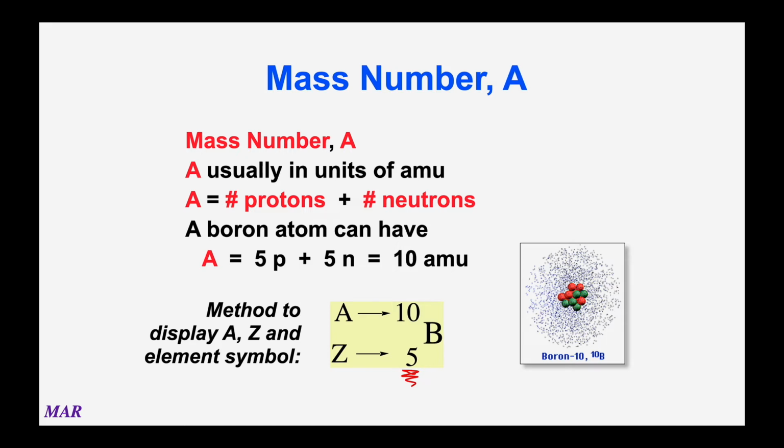And this symbolism down here, which I call AZX sometimes: the top left-hand number is the mass number, 5 plus 5. The lower left-hand number is the atomic number, 5. And then this is just the symbol. Because it's 5 protons, you're going to have the symbol B for boron. If it's boron, you'll have 5 protons.